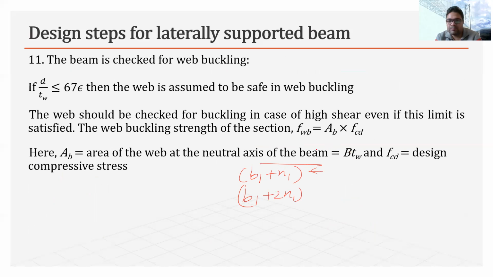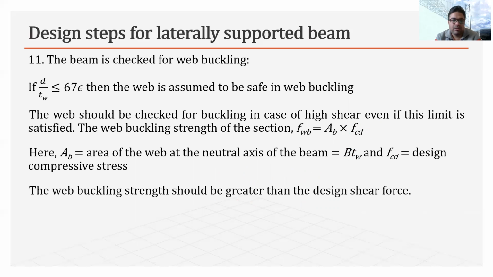So this B is actually this one, depending on the case, and we will multiply this by the FCD. FCD can be calculated once we find out the slenderness ratio using table 9C. Now, buckling strength should be greater than the design shear force, I mean, the factored shear force. In that case, we will say that our beam is safe in buckling criteria.